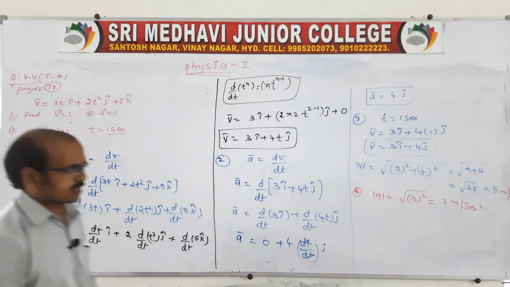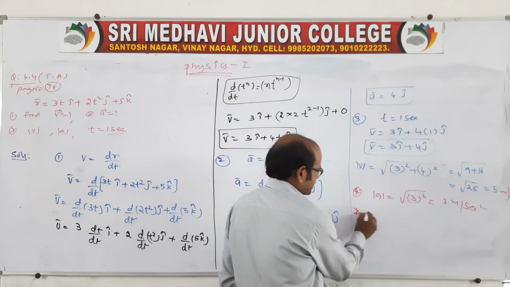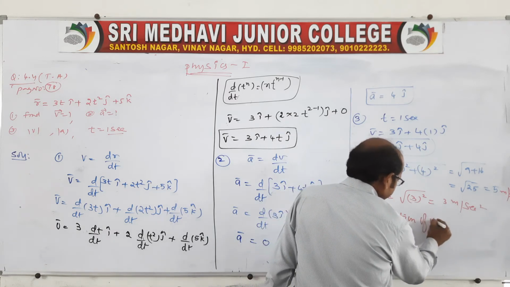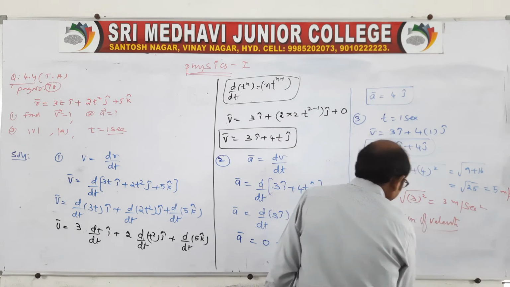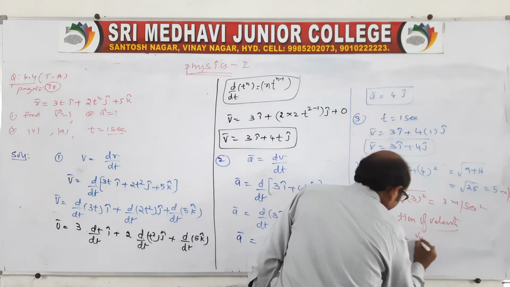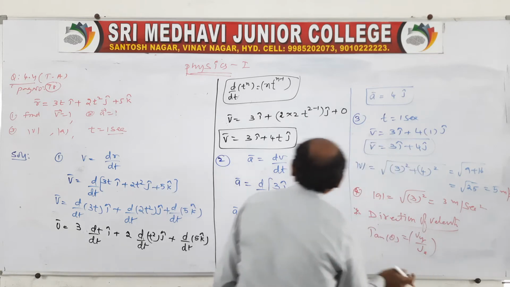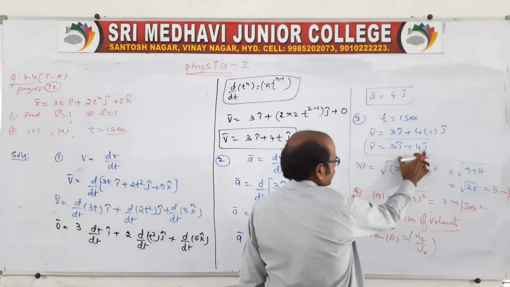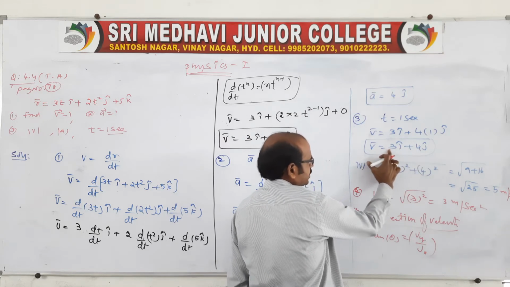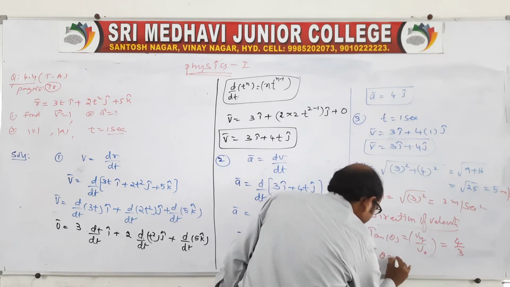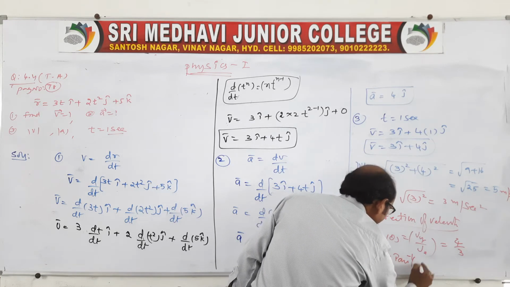Suppose now I am telling another one also, then find the direction of velocity. It is asking the direction of velocity, no? Therefore tan theta is equal to, we know, Vy by Vx. So what is Vy here? Otherwise you take this, also no problem. J component is 4, I component is 3. Therefore you simply write 4 by 3. Therefore theta is equal to tan inverse of 4 by 3.